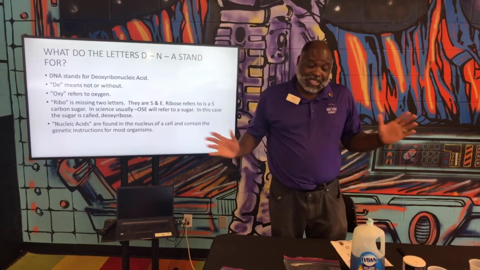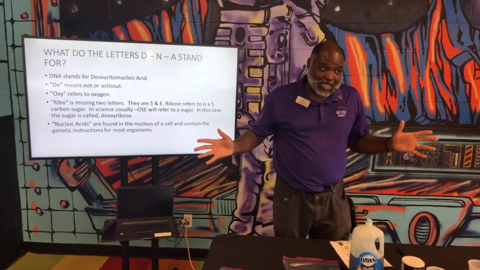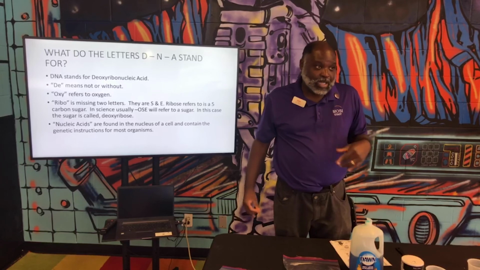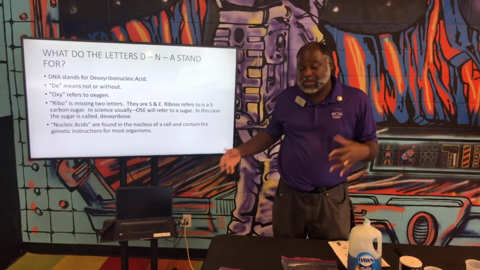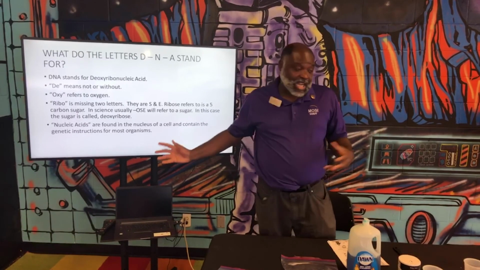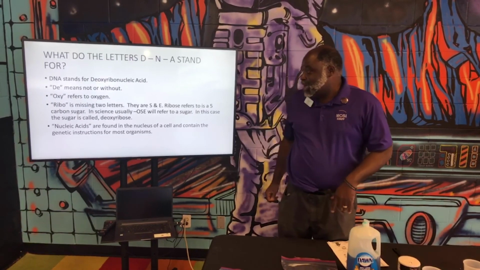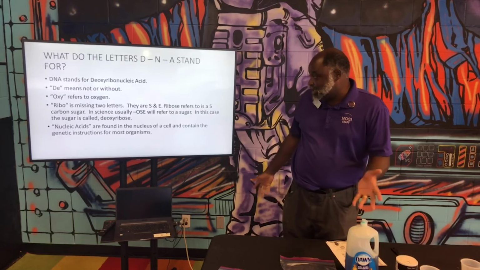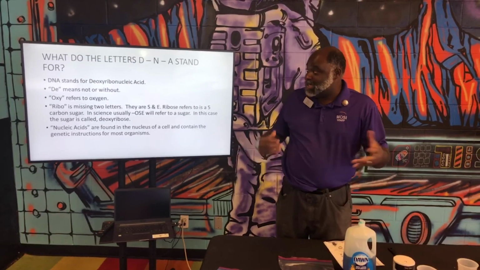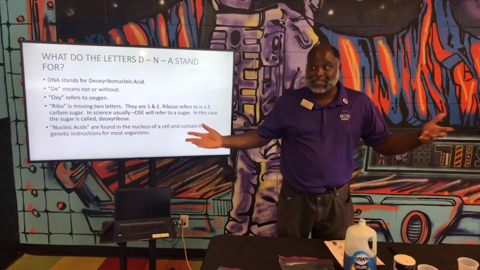And just as a heads up, for all you want-to-be scientists out there, anytime you see ose at the end of a word like sucrose, dextrose, ribose, it refers to a sugar. And in this case, the sugar is deoxyribose. All right? And nucleic acids are found in the nucleus of a cell and contain the genetic instructions for most organisms. So deoxyribonucleic acid, DNA.